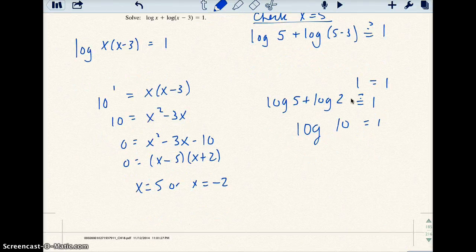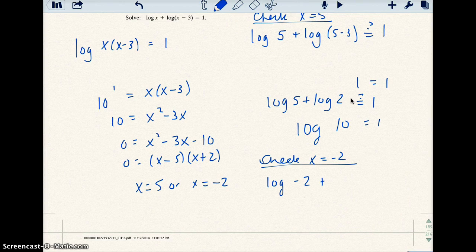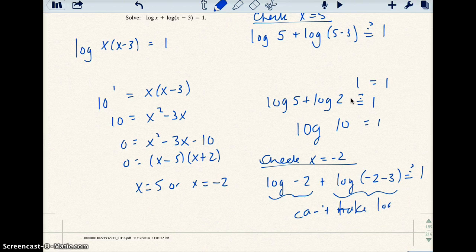Now if I check x equals negative 2, I get log of negative 2 plus the log of negative 2 minus 3. Does that equal 1? Well, you can't take a logarithm of a negative number.